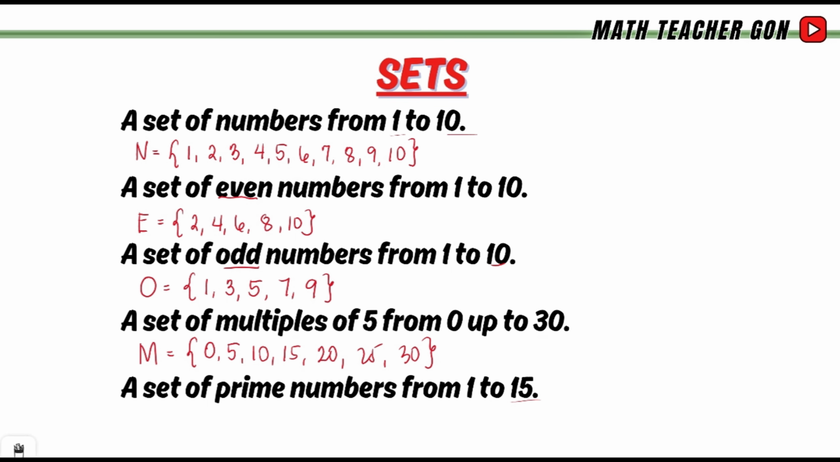And lastly, we have the prime numbers from 1 to 15. Let's use P. Prime numbers are numbers whose only factors are 1 and itself. So you have 2, 3, 5, 7, 11, and 13. Again, these are sets.